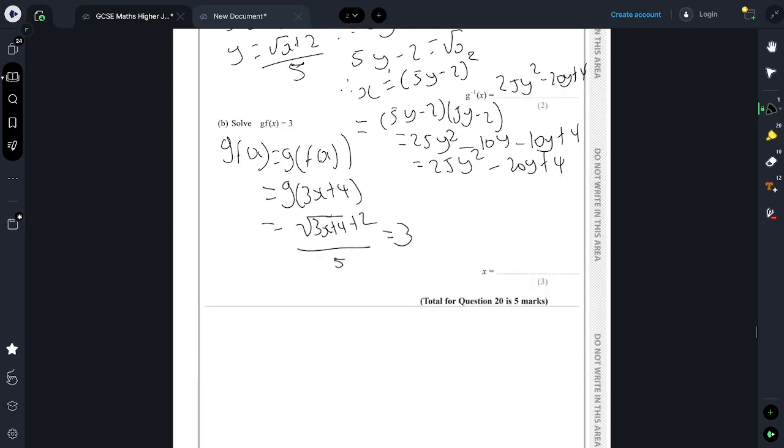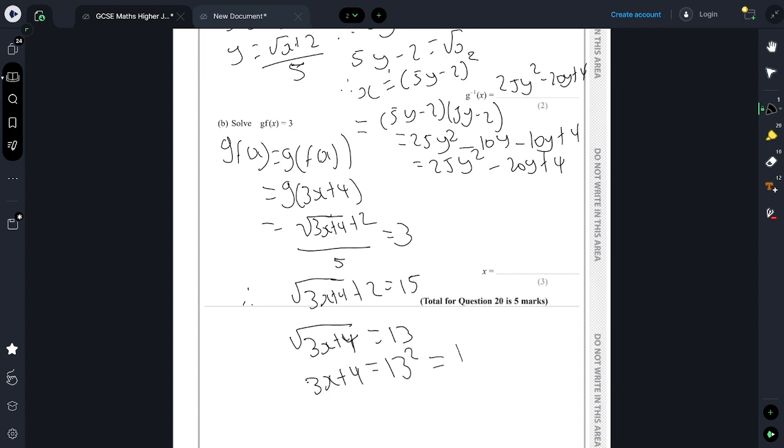Again, you're kind of rearranging. So get rid of the fraction. So root 3x plus 4, plus 2, has to equal 5 times 3, which is 15. Make the root on its own: root 3x plus 4 is 15 minus 2, which is 13. And then square both sides to get rid of the square root. So 3x plus 4 is 13 squared, which is 169.